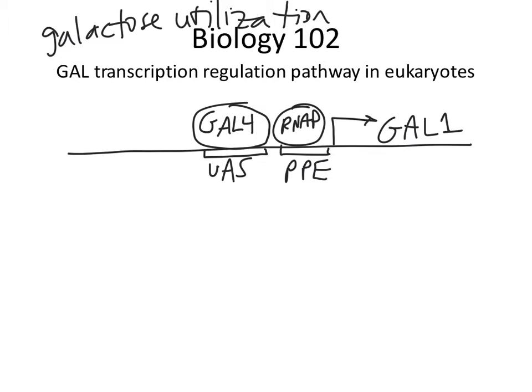GAL4 is bound to the UAS, and it's actually positively interacting with RNA polymerase, like many other proteins we've talked about, sigma factors, TATA binding protein, all of these proteins that physically bind together to provide a base, essentially, for RNA polymerase to grab onto and be held onto the DNA to start transcription. So to produce transcription of GAL1, you have to have GAL4 bound to upstream activating sequences.